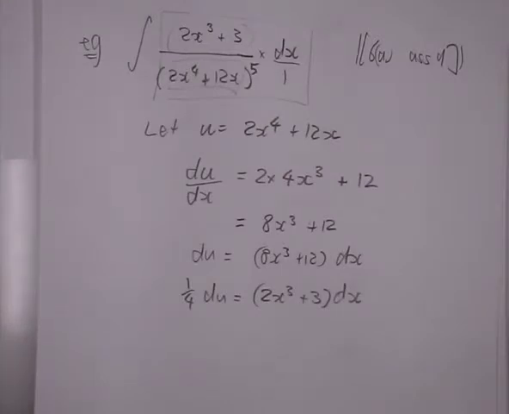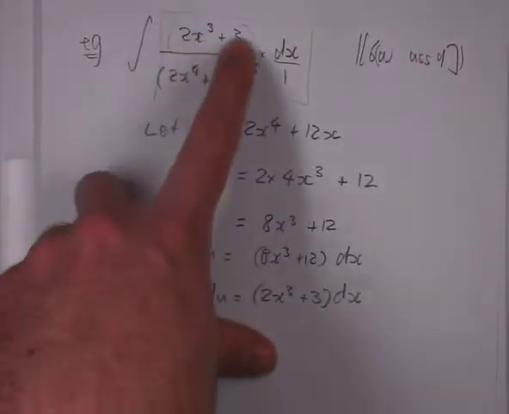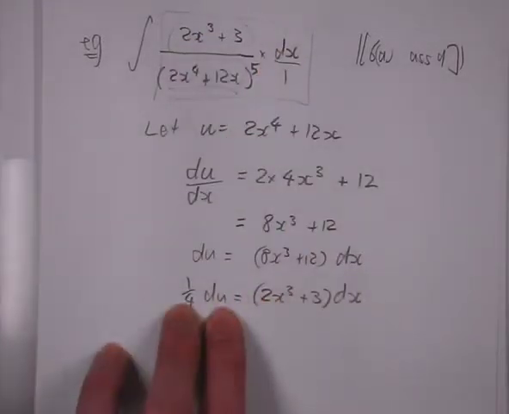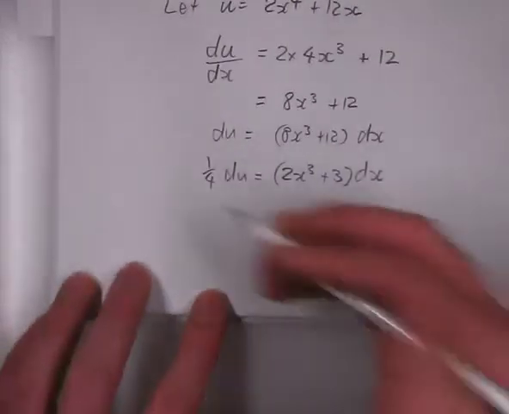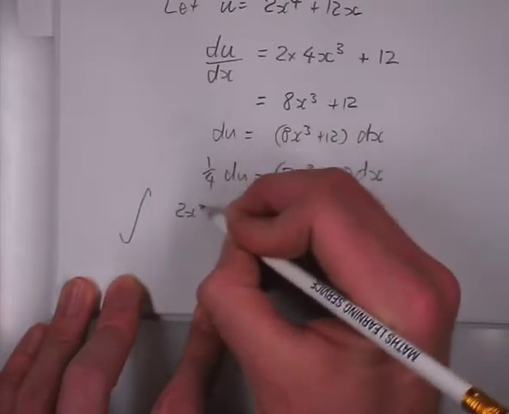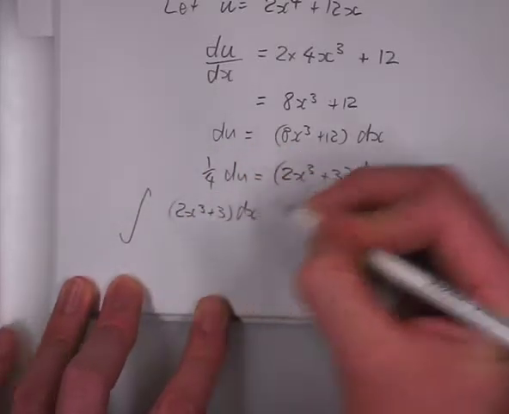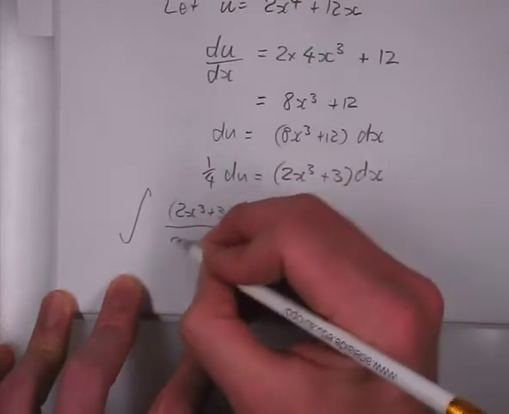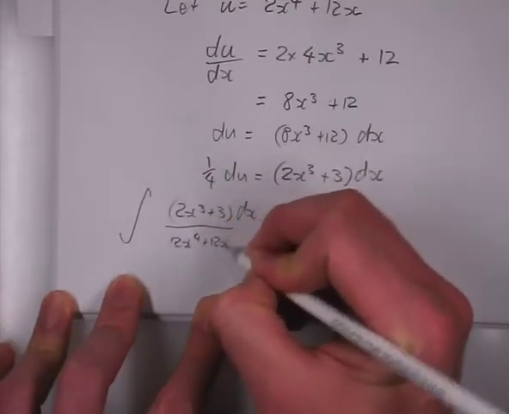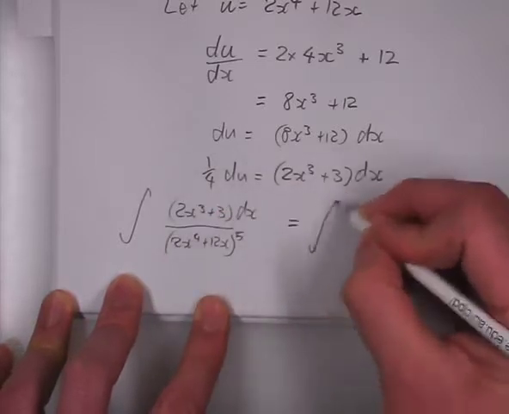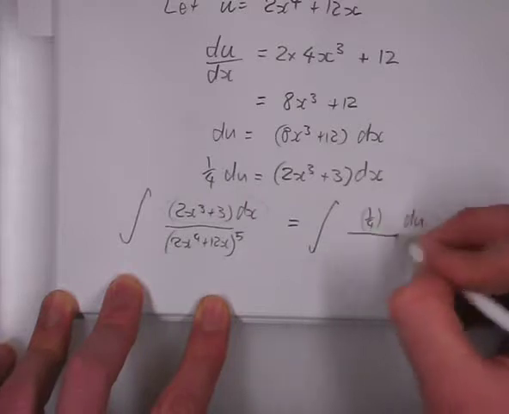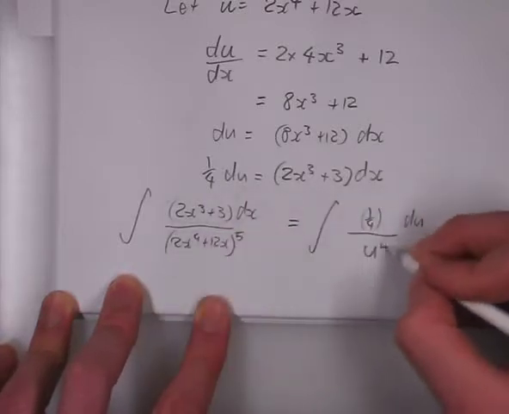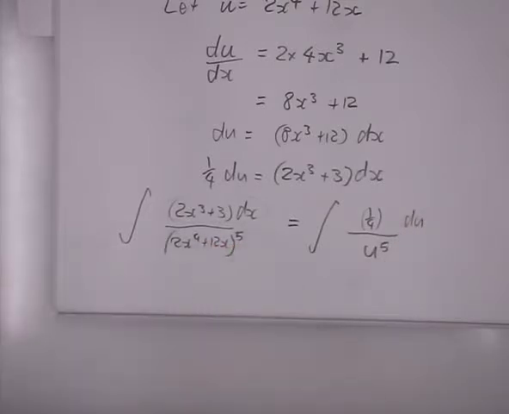Awesome. So it looks like we've dealt with everything. The 2x cubed plus 3 dx is going to become a quarter of du, and that is going to become a u there. So we've got a quarter of du, and that is u to the power of 5. I didn't change the 5, so it's still there. And now I need to do that integral.